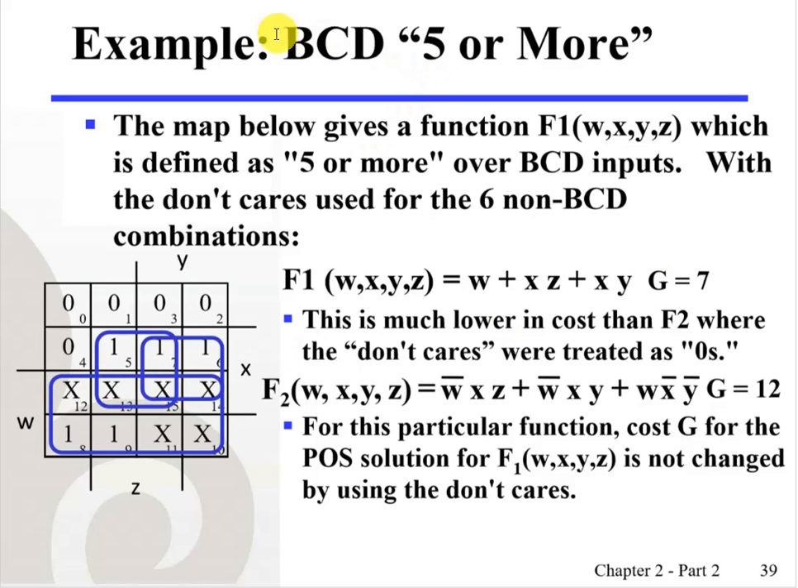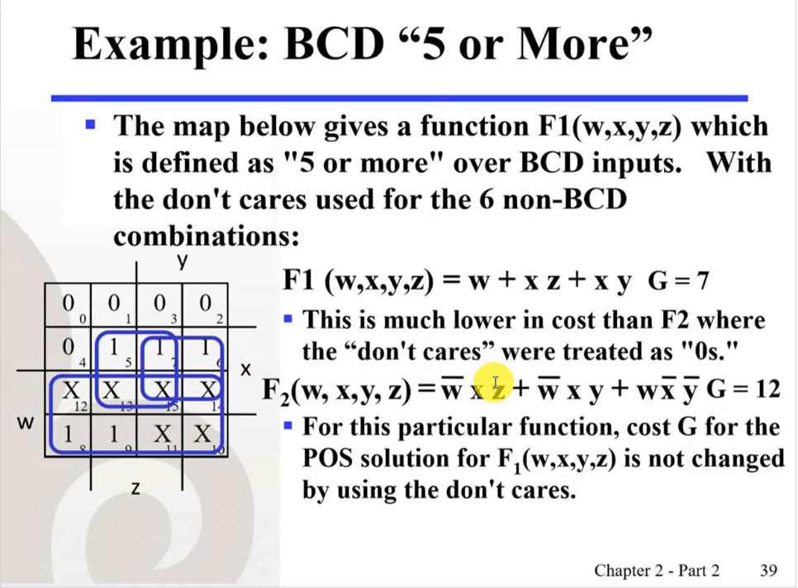In binary coded decimal, the values above 9 are not used: 10, 11, 12, 13, 14, 15. But we can use them to form a larger group of ones so that we can minimize the F1 expression. Right here we are using these 2 more to form a group of four, two more don't cares to form another group of four, and here we are even using 6 don't cares to form a group of 8 ones.